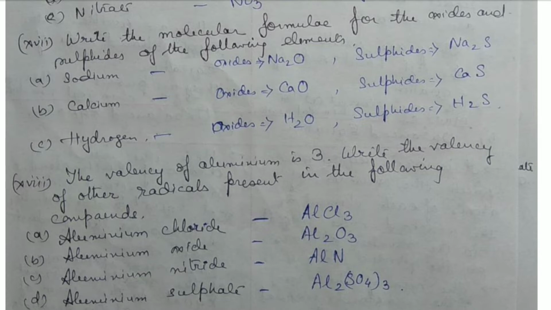Hydrogen oxide, okay. So hydrogen oxide is H2O, or you can say it's water. So H2O: oxygen has a valency 2, hydrogen has a valency 1. So exchanging the valencies, it will become H2O. Again, sulfide, H2S, because sulfur has a valency 2 and hydrogen has a valency 1. Exchanging the valencies, it will become H2S.